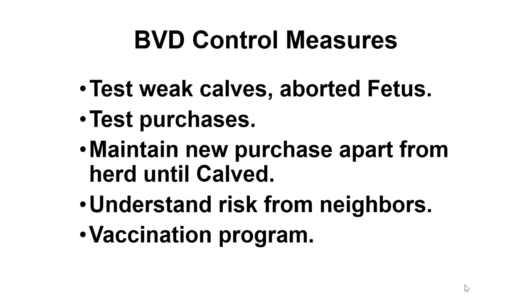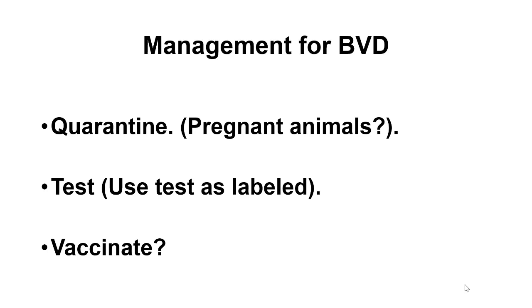Okay, and again, a vaccination program is essential, but you need to make sure that a lot of thought process goes into the vaccination program. Okay, management for BVD. If I purchase animals, I can quarantine them, but for how long am I going to quarantine them? So again, it's wise to test females when you buy them, because theoretically 10% of the time you might pick up a PI cow. I think it's that's pregnant, but not likely. But again, it would be good to test them.